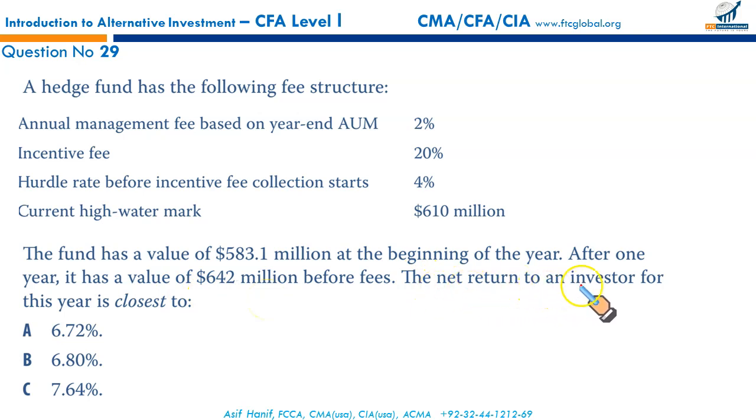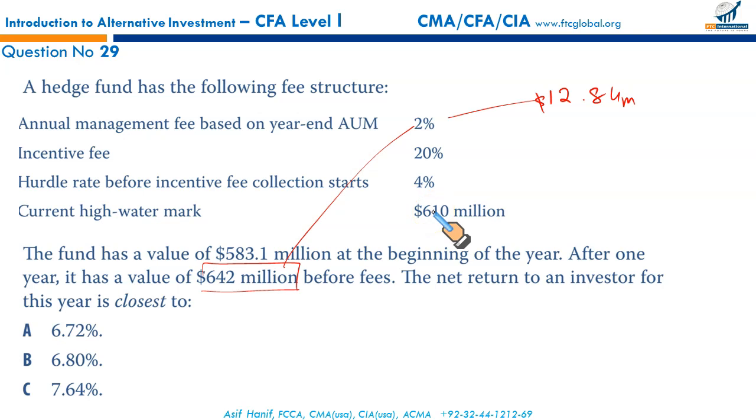The net return to an investor for this year is closest to, first of all, this is the value at the end after 1 year. That will attract 2% annual management fee. So it's going to be 642 times 2%. So it's 12.84. As you can see, the ending value exceeds the high water mark. So the hedge fund can now receive the incentive fee.